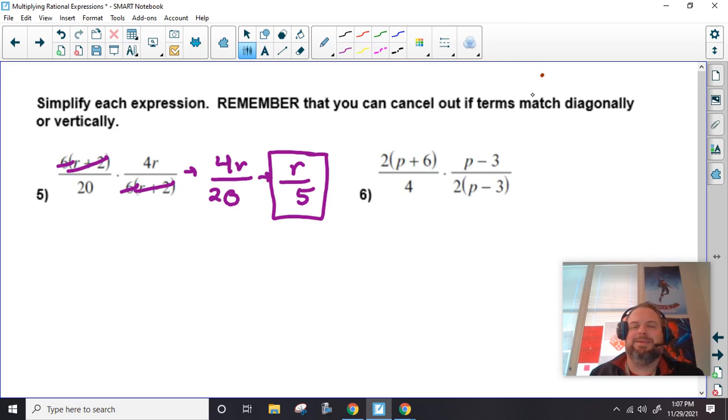All right. So now this will cancel out. These twos will cancel out. I'm left with p plus 6 over 4.